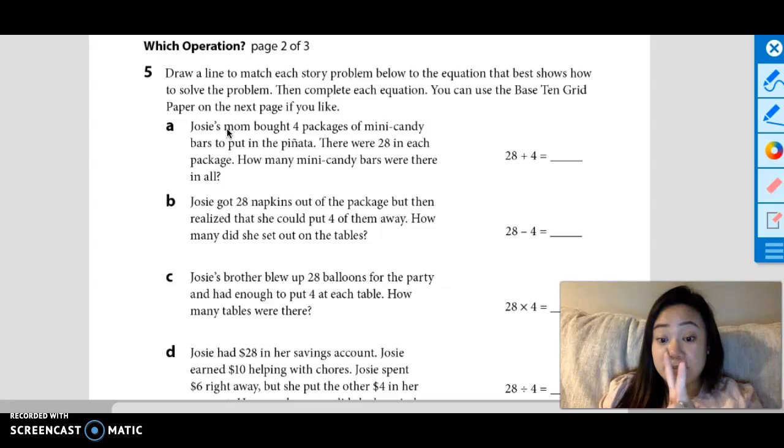So this has 2 steps. One, you've got to read the problem and then draw a line to which one matches it, and then you've got to solve it. Okay, let's start this.